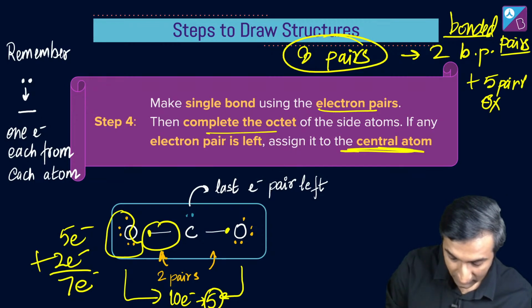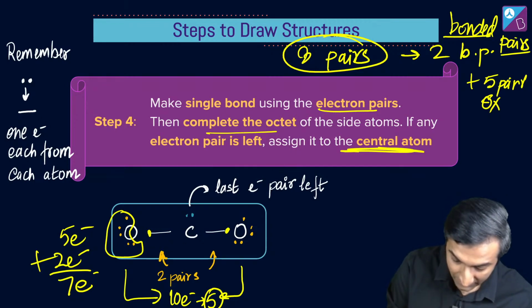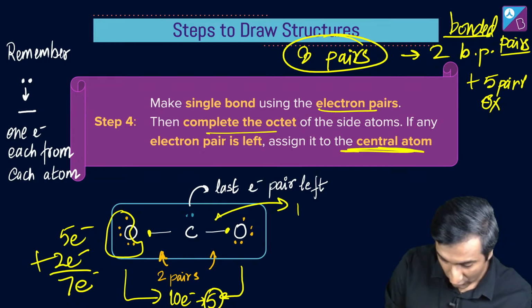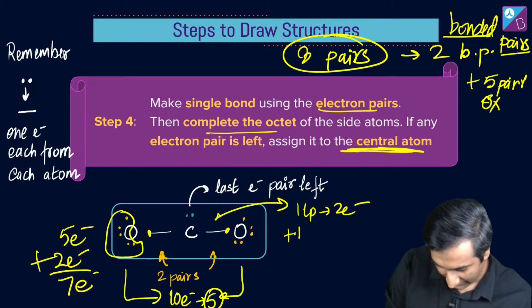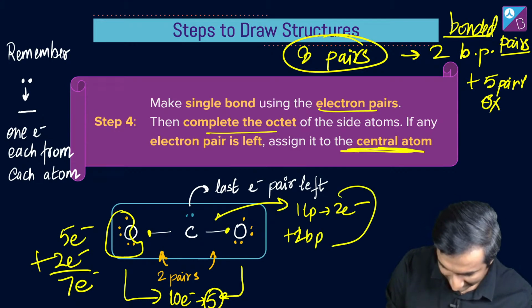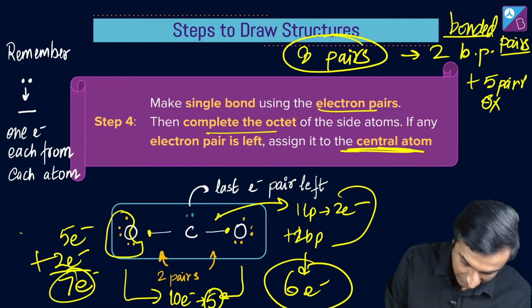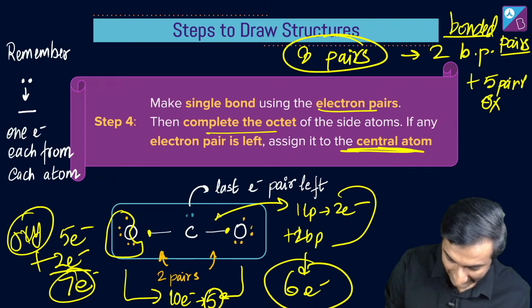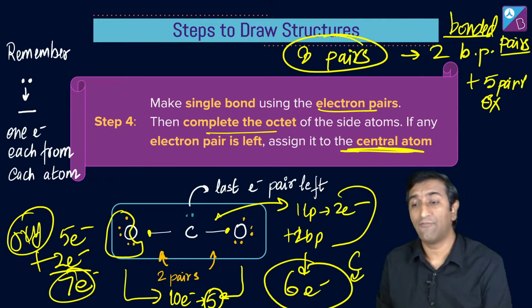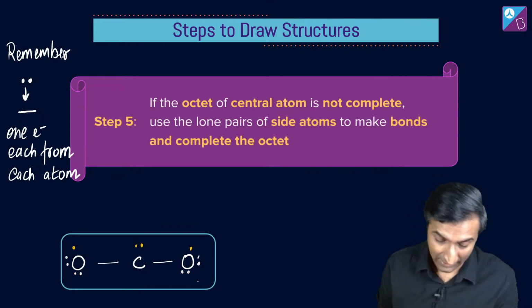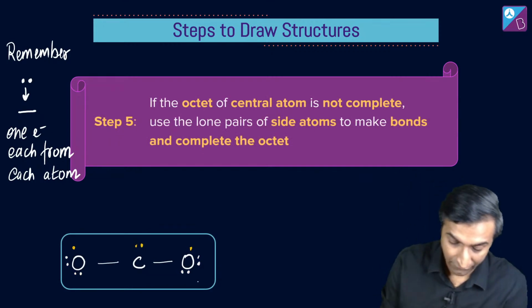Let's count carbon. If you count carbon, carbon is in an even more dire state. Carbon has one lone pair, which is 2 electrons, and it has 2 bond pairs. Okay, so it only has 6 electrons. Arey bhai, carbon also needs 8. So both oxygen and carbon, they don't have octet. So we need, abhi kaam thoda baki hai. What's the next step? Then let's form more bonds.